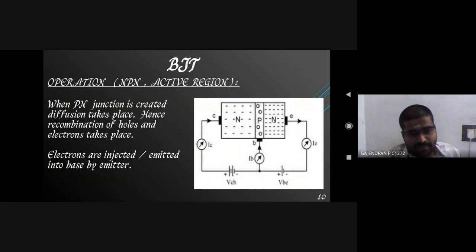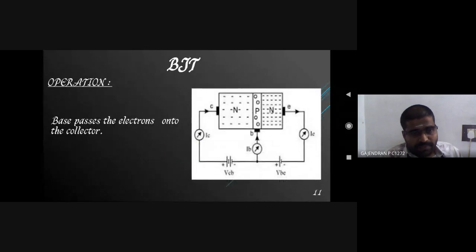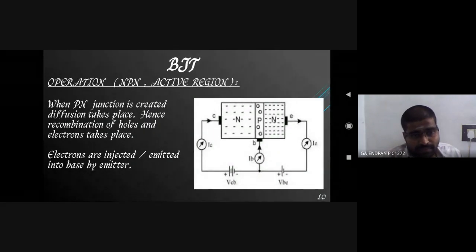The function of the emitter terminal is to inject or emit electrons into the base, while in PNP it emits or injects holes. The base passes the electrons or holes onto the collector. If we consider NPN, when the NPN junction is created, diffusion takes place. Hence, recombination of holes and electrons takes place. This results in the formation of depletion regions.